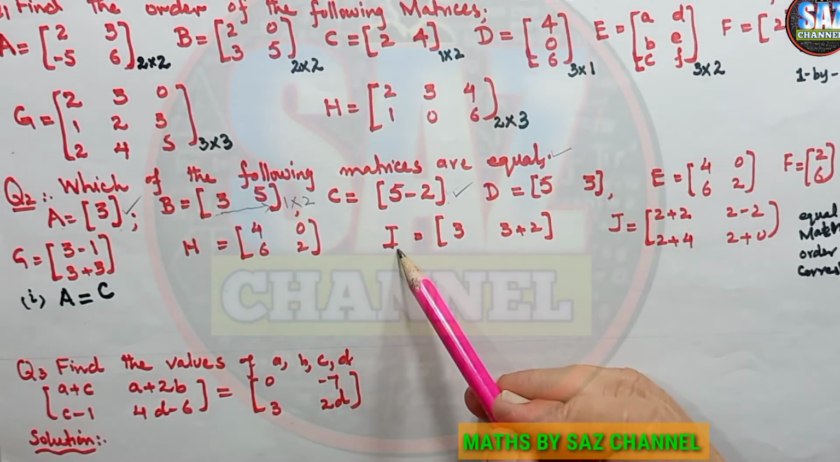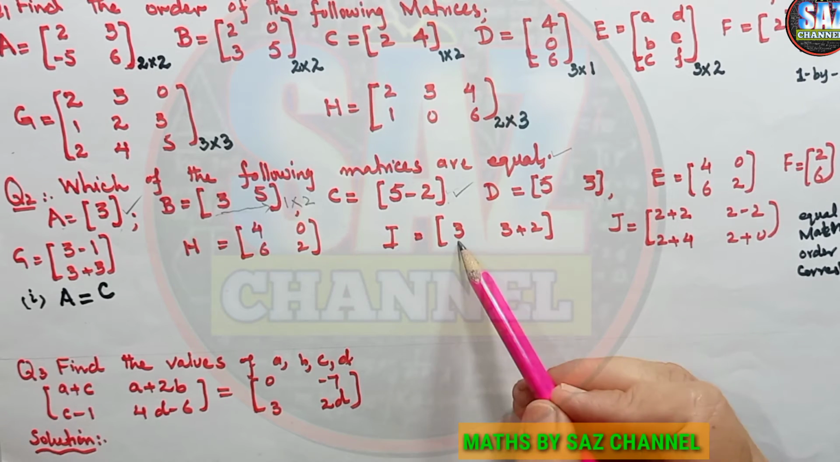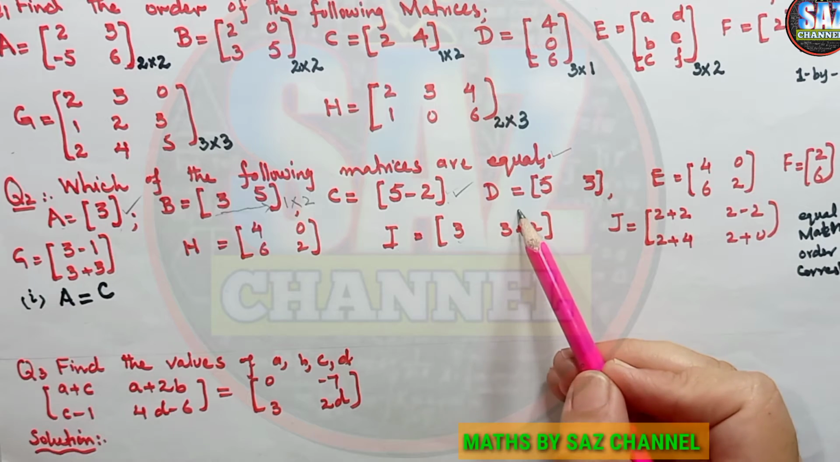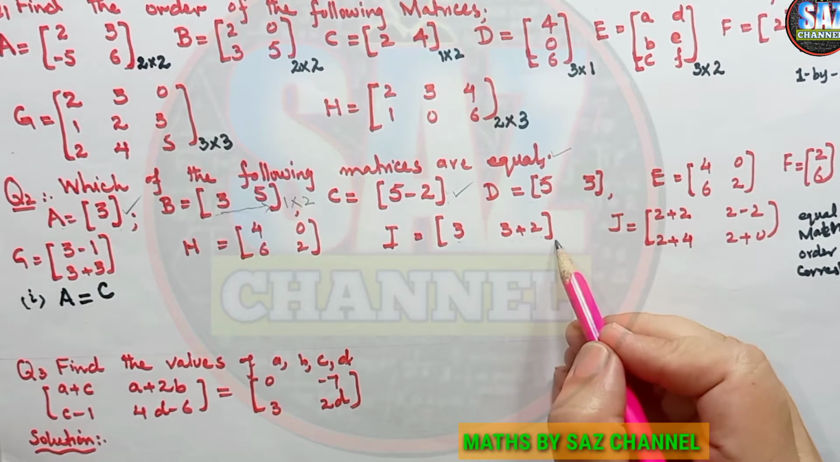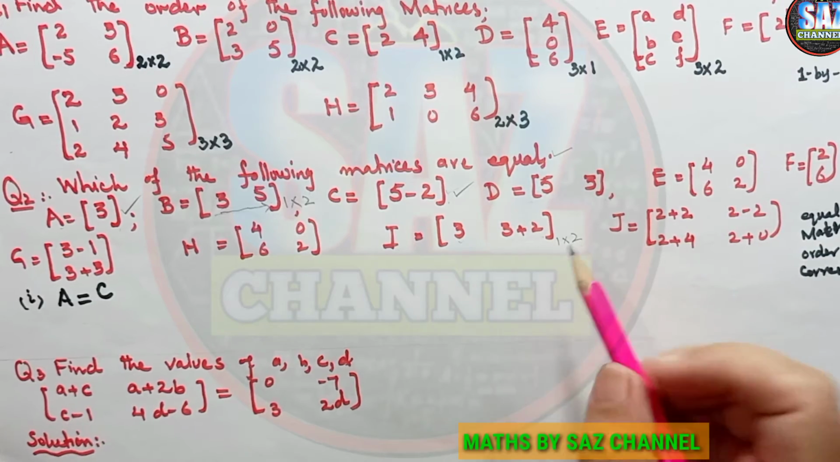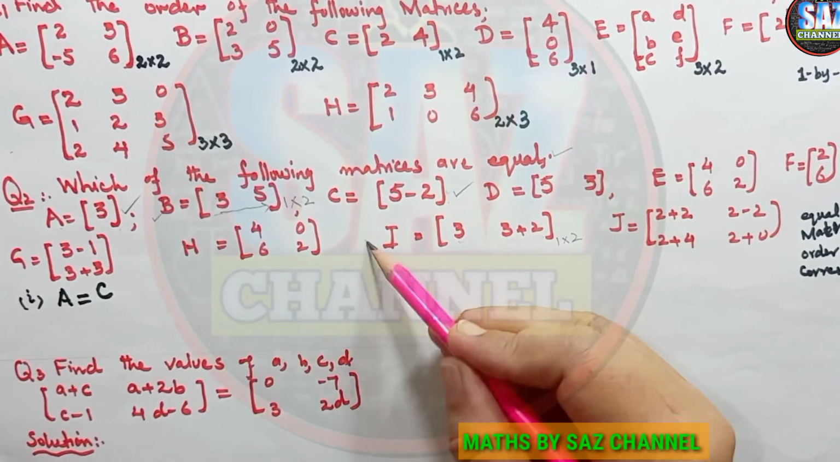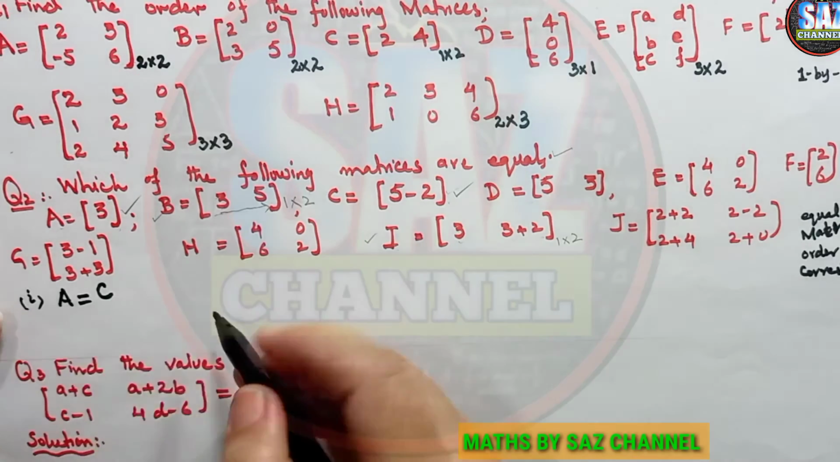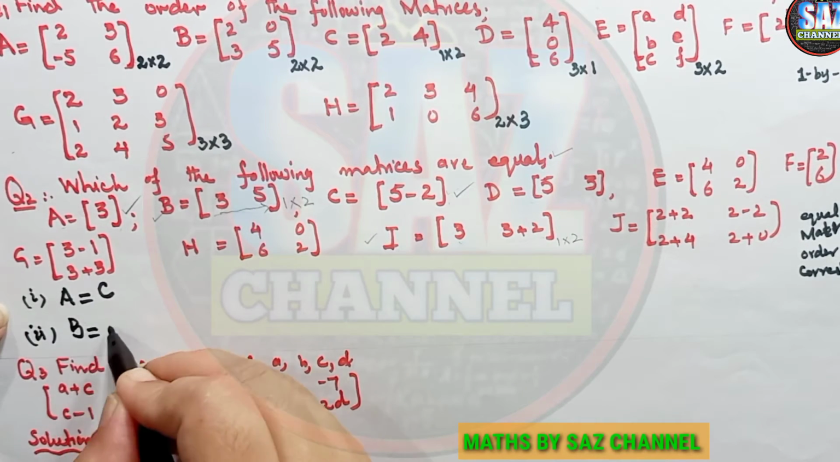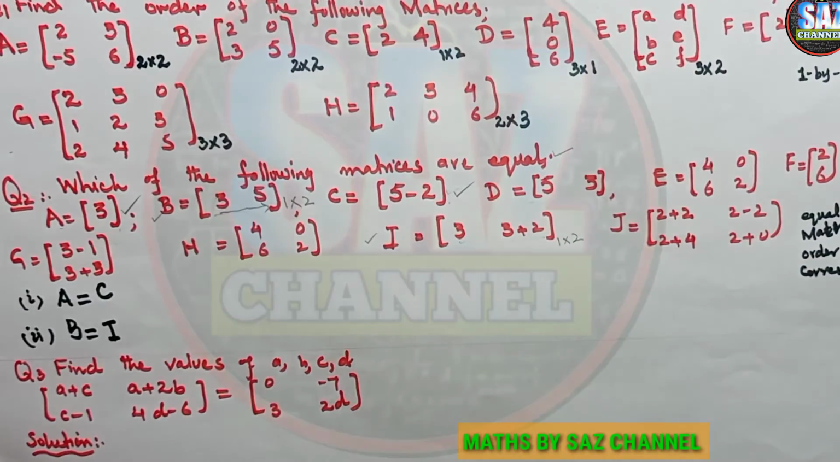And if we look at I part, it says 3, and if in our mind we solve this 3 plus 2, it will give us 5. And again the order of I is 1 row and 2 columns. So B will be equal to I. Matrix B will be equal to I. And C we have done.